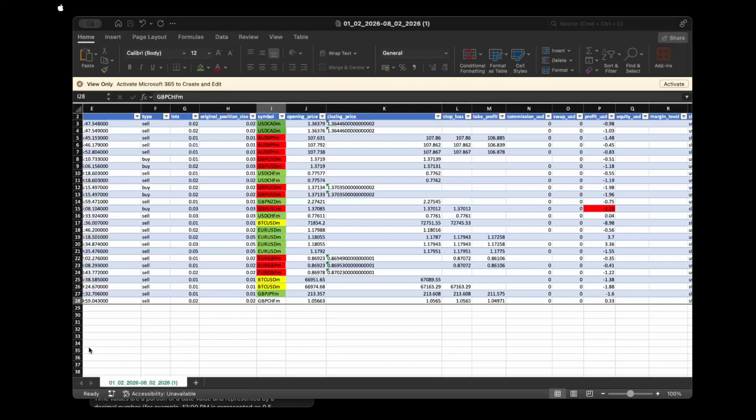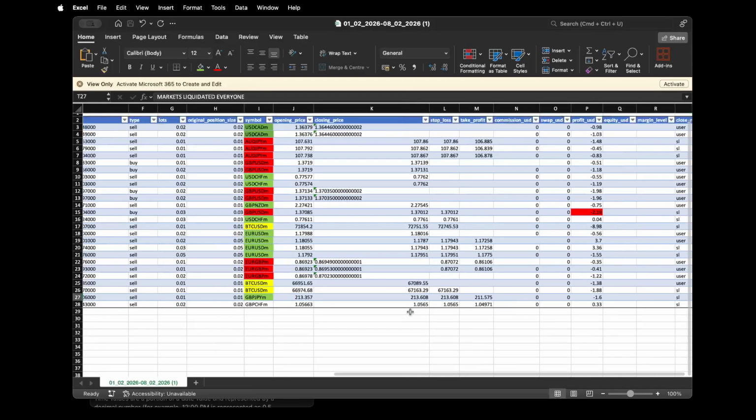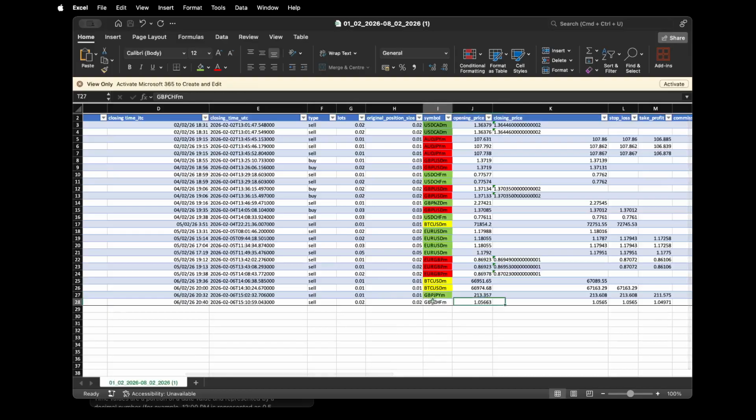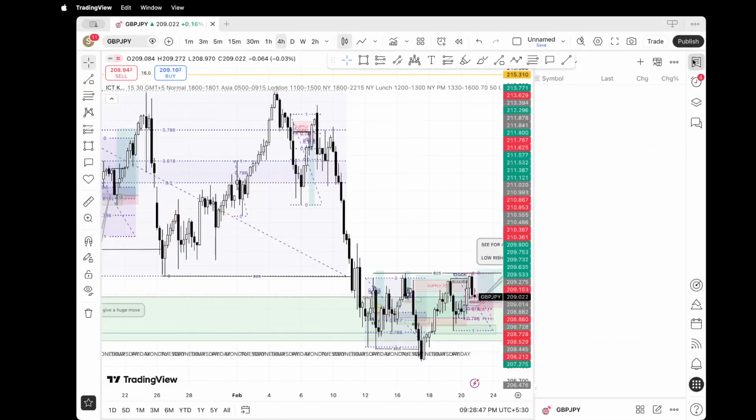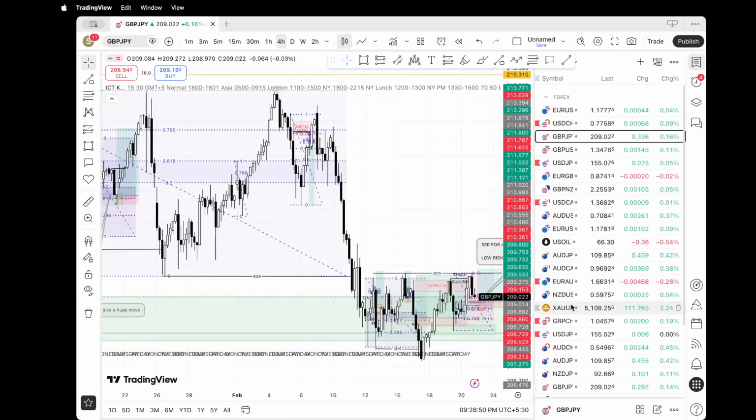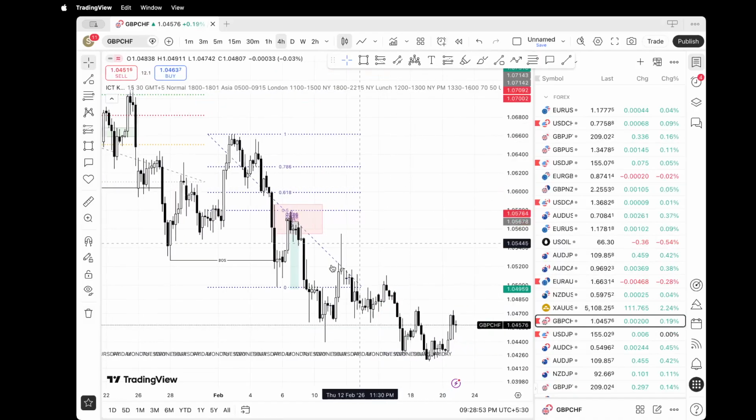Let me just switch to Excel quickly. So I've added GBP JPY, and in GBP JPY it's green, the logic was great, and the markets liquidated everyone as we saw. The last trade of the week, first week of February, is GBP CHF, 6th of February, 840. Let's switch back to TradingView. GBP CHF, 6th of Feb, 840.